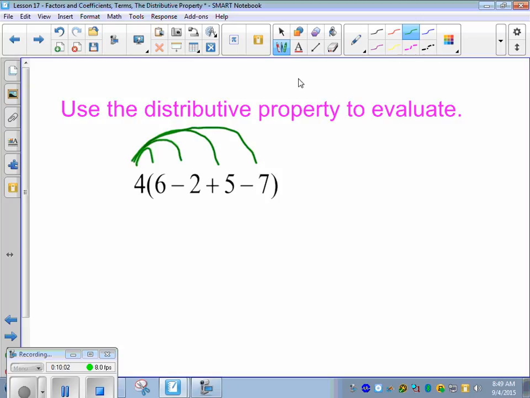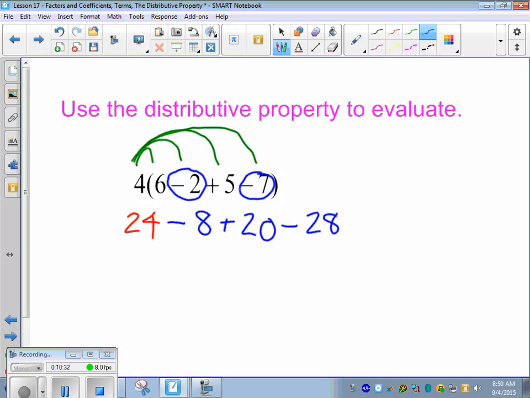Okay, so I'm going to start by doing 4 times 6, which is going to give me what? 24. And then 4 times negative 2. Just to remind myself, that negative stays with that 2, and this negative stays with this 7. 4 times negative 2 gives me minus 8. 4 times 5 gives me plus 20. And 4 times negative 7 should give me minus 28.